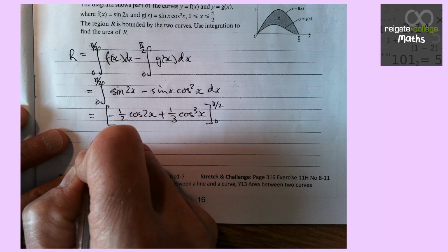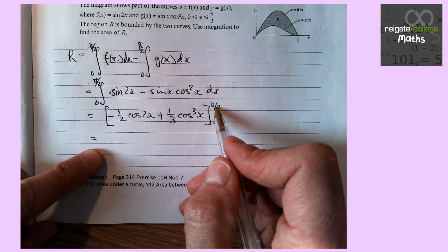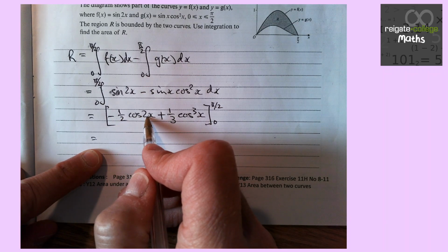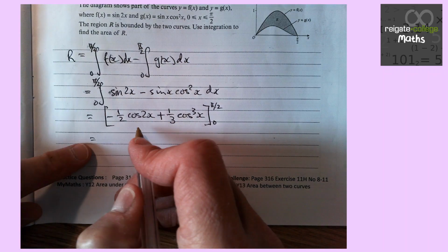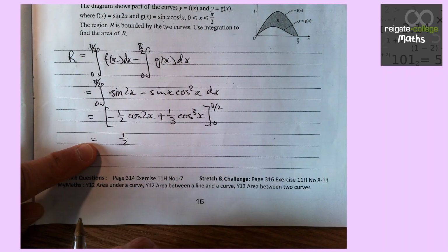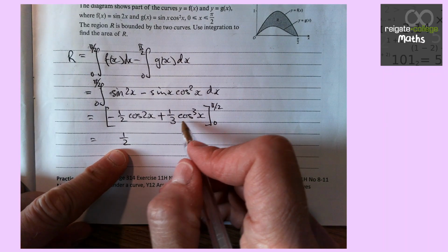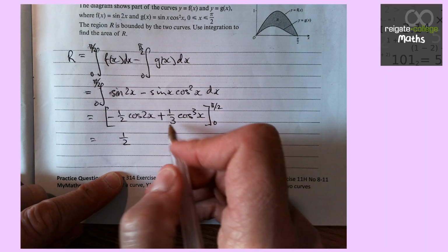I'm going to substitute in pi over 2. So that's going to be minus a half cos of pi. Cos of pi is minus 1, so this is a half. And then substitute in here, cos of pi over 2 is 0. So that's going to be plus 0.